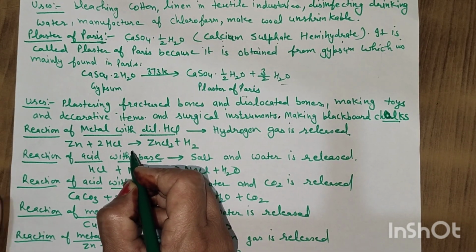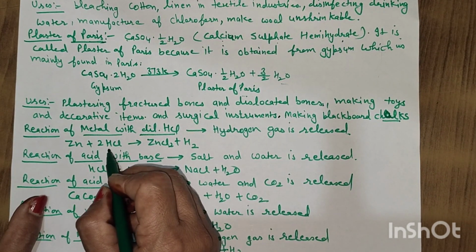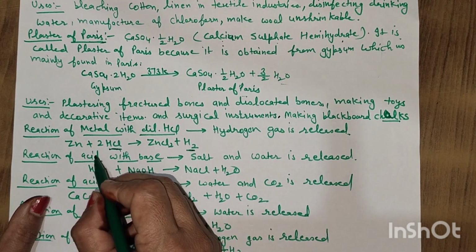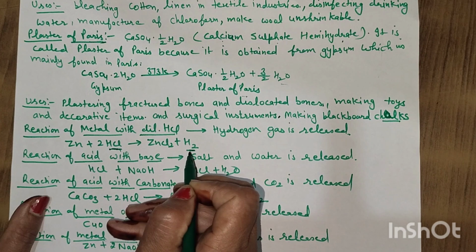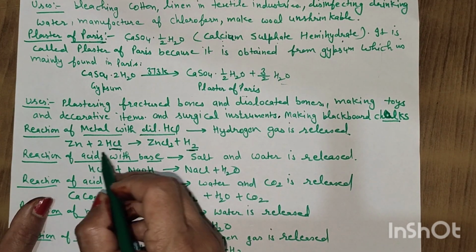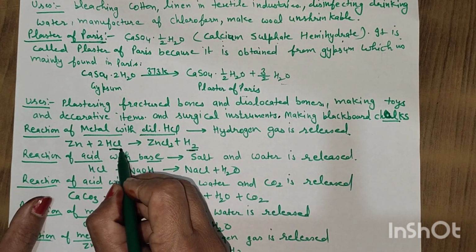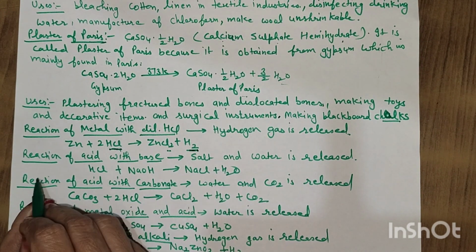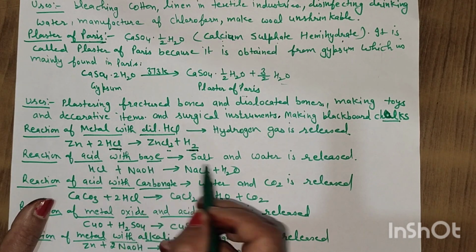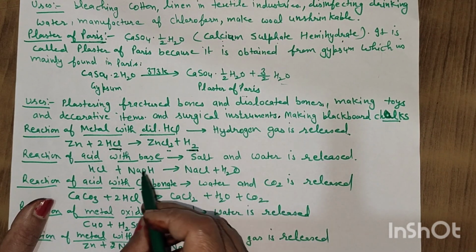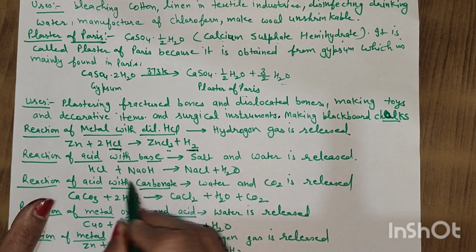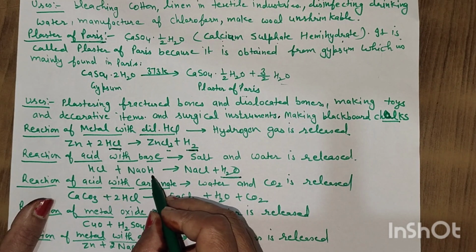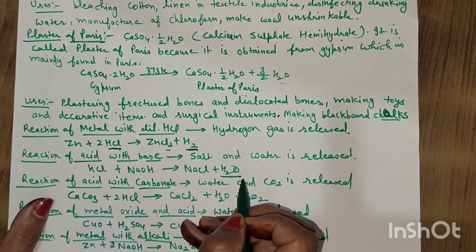Reactions of metals with dilute HCl. When a metal reacts with dilute HCl, hydrogen gas is released. Zn plus 2HCl gives ZnCl2 plus H2. When Zn metal reacts with the acid, it forms salt and hydrogen gas is released. When an acid reacts with a base, salt and water are formed, and this is also called a neutralization reaction. HCl plus NaOH gives NaCl plus H2O.